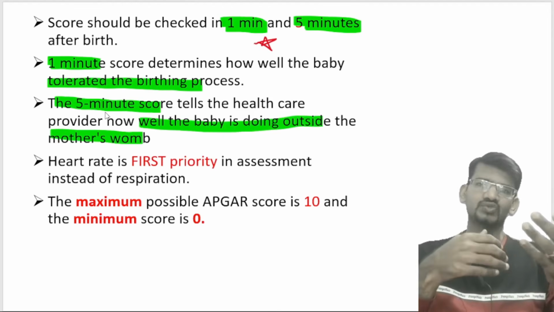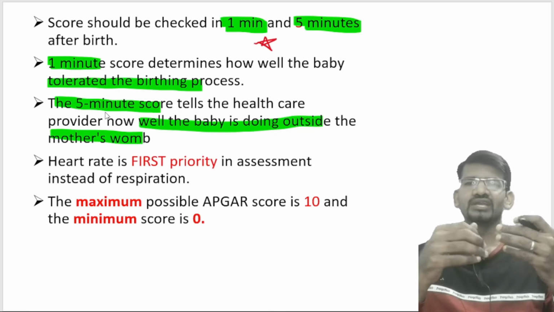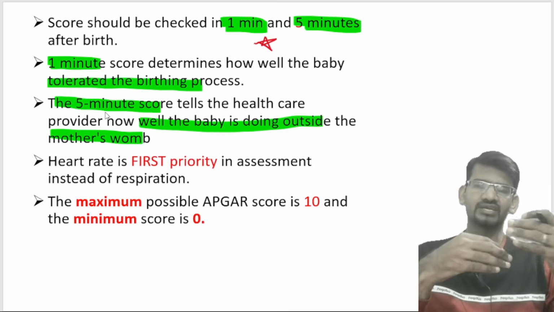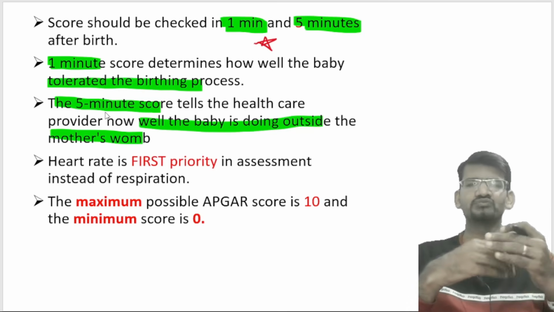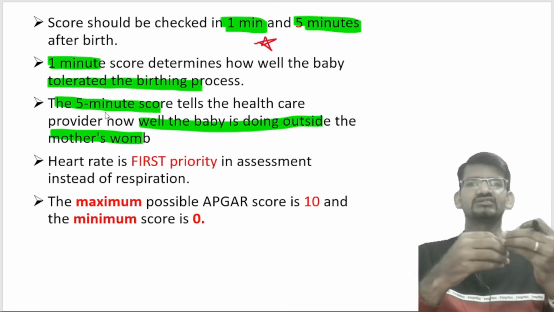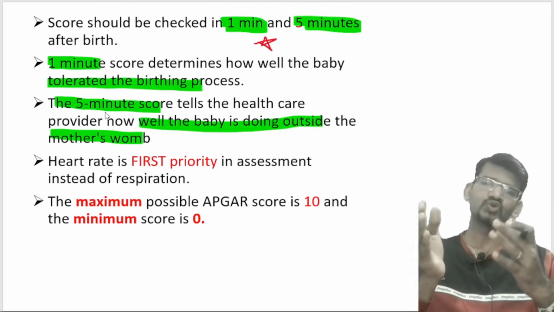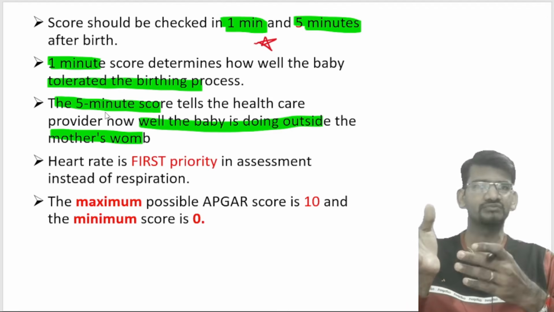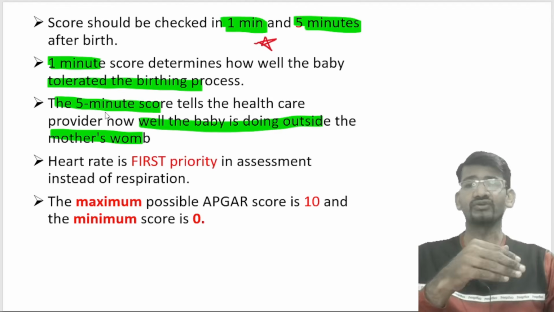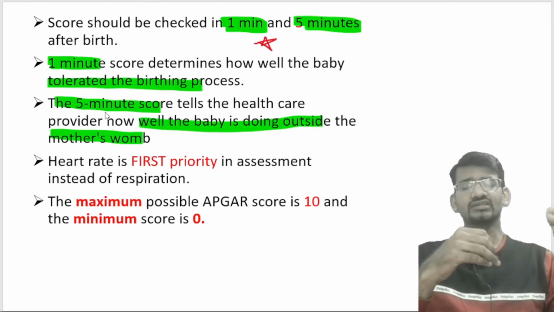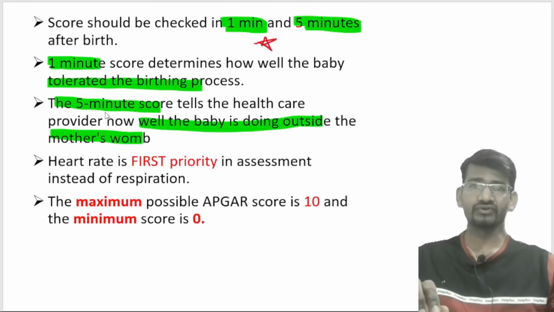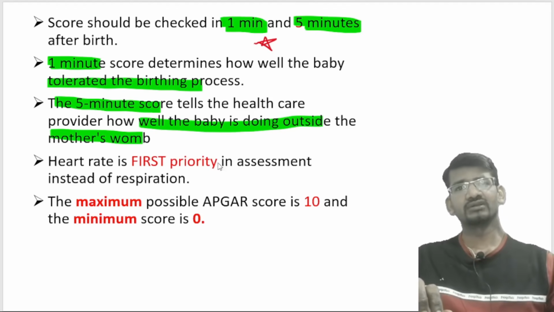So initially the score we record in the first minute will be less, and within 5 minutes the score may improve because the baby may need some time to get adjusted with the extrauterine life. The score may vary between the first minute and the fifth minute. So usually the score will improve from first minute to fifth minute. And remember, the heart rate will always be the priority in assessment.